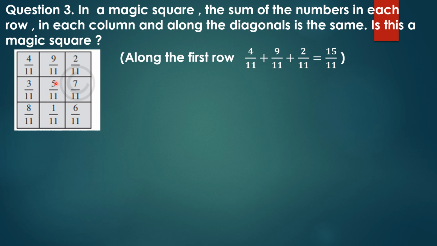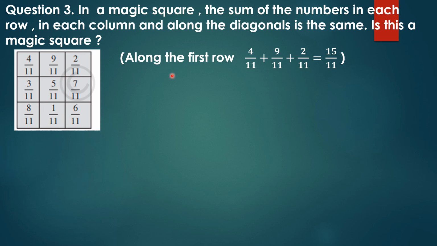So here how many rows are there? There are 3 rows, and the horizontal lines are called rows. Therefore row 1, row 2, row 3. The vertical lines are called columns. So column 1, column 2, column 3. And how many diagonals? There are 2 diagonals. This is diagonal 1 and this is diagonal 2.